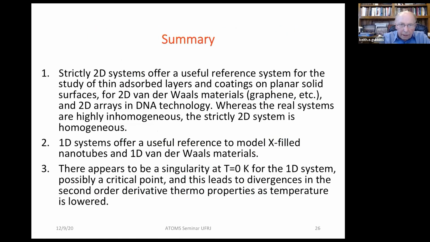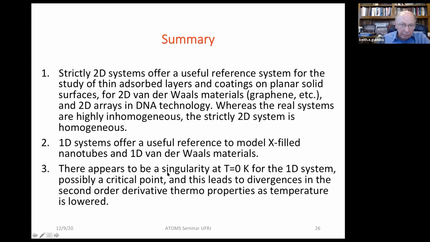So I'm out of time here, but this is a summary of what we think: strictly 2D is a very useful reference for things like adsorbed layers. 2D arrays are used in DNA technology. It may be useful there. 1D is a useful reference for things like one-dimensional van der Waals materials and our interest, which has been so far in these X-filled nanotubes.